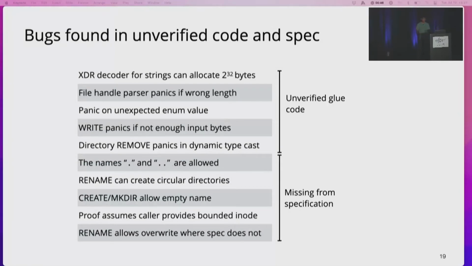First of all, unsurprisingly, we found bugs in our parsers for the NFS wire protocol. These were all pretty simple panics, pretty easy to debug and fix once we found them. More interesting are bugs that we found in the specification itself. I'm going to talk about one interesting example that comes from the interaction between verified and unverified code.